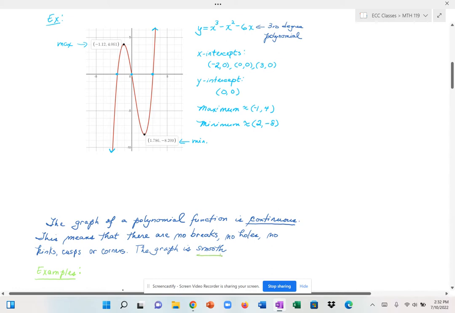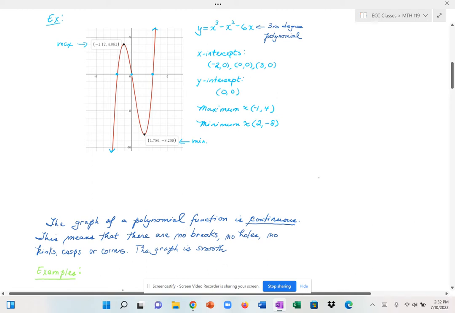So that's what smooth means. You won't have any sharp corners like this. That would be considered a kink. So it would be something smooth without any breaks or holes in it. So that's what continuous polynomial functions will look like.